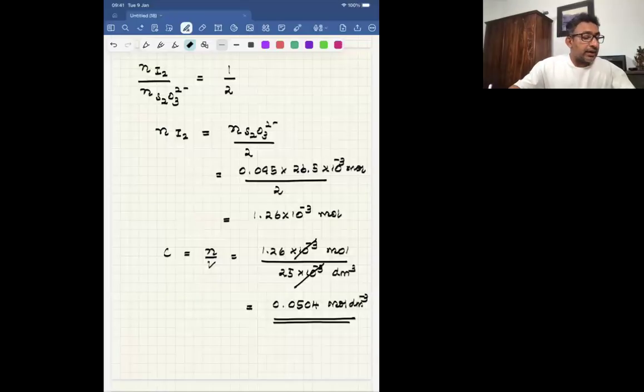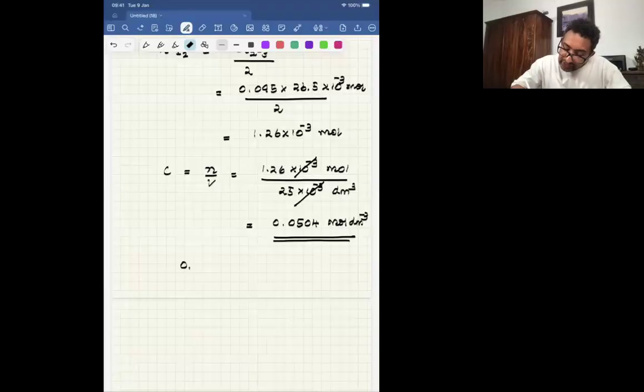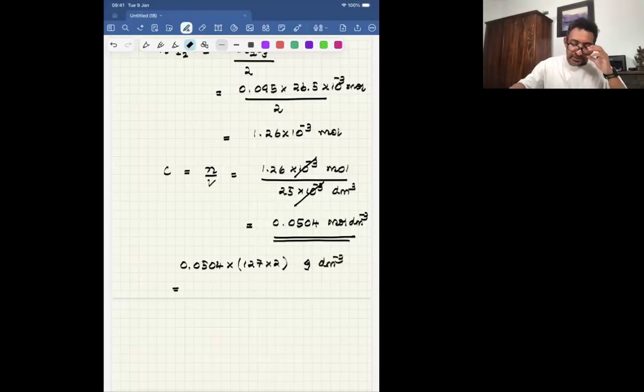And the mass of iodine per cubic decimeter. So this is the mass of iodine: 0.0504 multiplied by the molecular mass of iodine, 127 multiplied by 2, grams per cubic decimeter. They don't say milligrams. 127 times 2, so 12.8 grams per cubic decimeter.